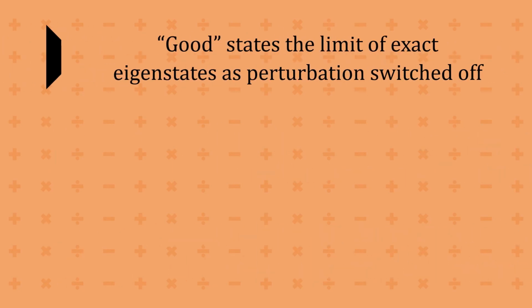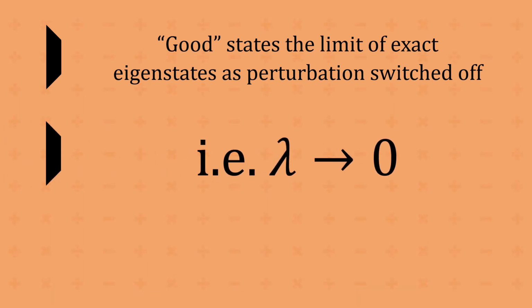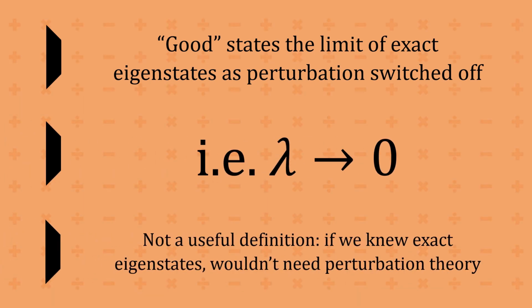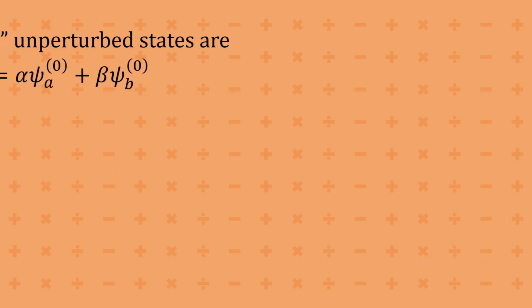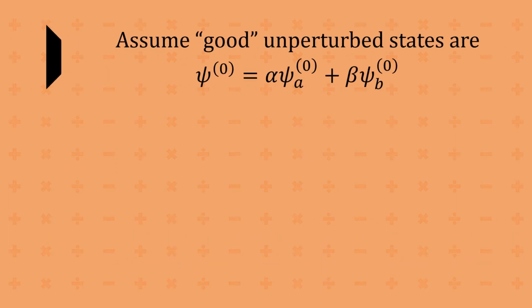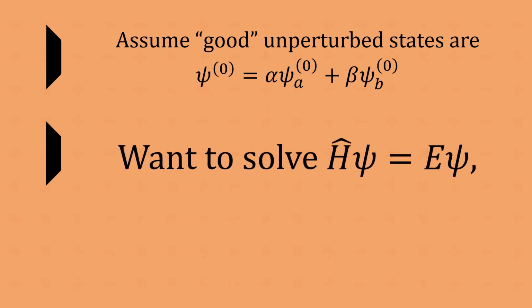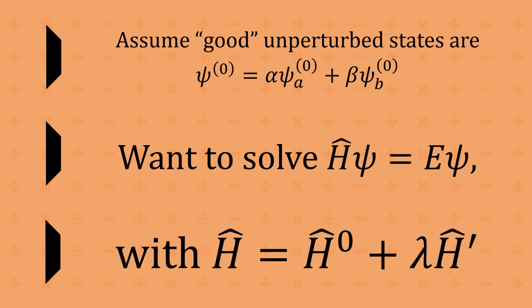The good states are defined as the limit of the exact eigenstates as the perturbation is switched off, i.e. lambda tends to 0. But this isn't a useful definition because if we knew the exact eigenstates, we would not need perturbation theory. Let's assume the good unperturbed states are given by alpha psi A naught plus beta psi B naught, and we want to solve the Schrödinger equation with Hamiltonian given by H hat naught plus lambda H hat dash.